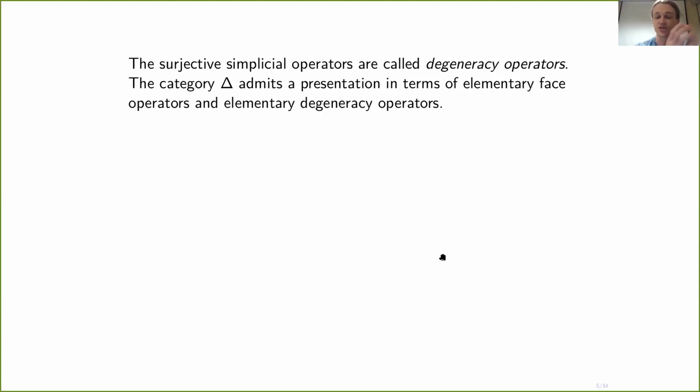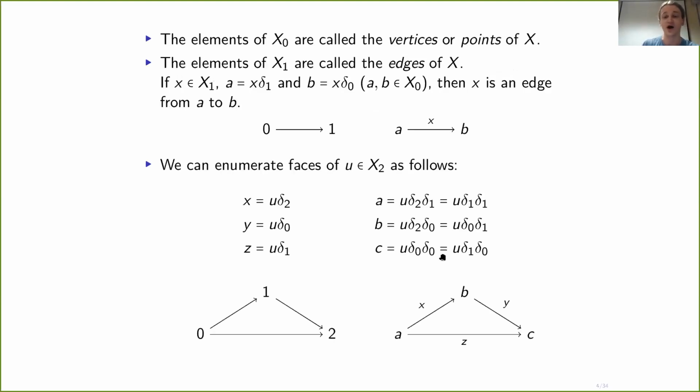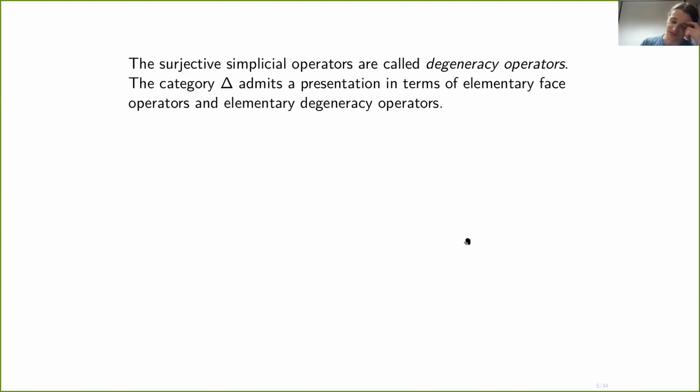and elementary degeneracy operators, meaning really what this means for us is that in order to specify a simplicial set, it's just enough to give these sets of simplices and the actions of these elementary face operators and also elementary degeneracy operators, which I haven't introduced for the moment, and verify that they satisfy certain identities, like the ones right here on the previous slide.